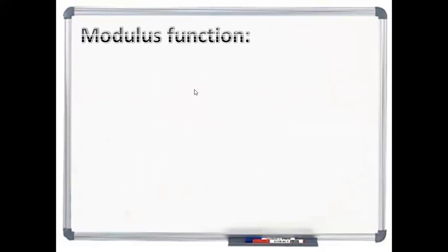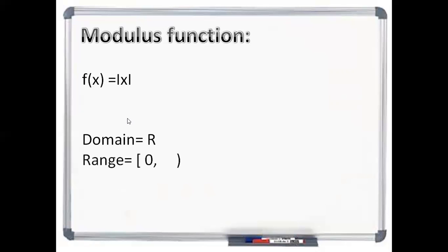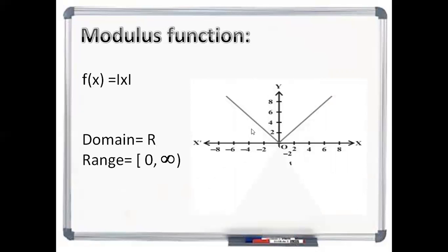Next function is modulus function. f(x) equals mod x. This is the algebraic expression of the modulus function. Whatever value we put in place of x, we get a real value of f(x). So its domain is the set of real numbers. Its output is always non-negative, so its range is 0 to infinity, and its graph is this. We put a positive value of x, we get a positive value of y. If we put a negative value of x, we get a positive value of y. The modulus graph is always a V-shaped graph.